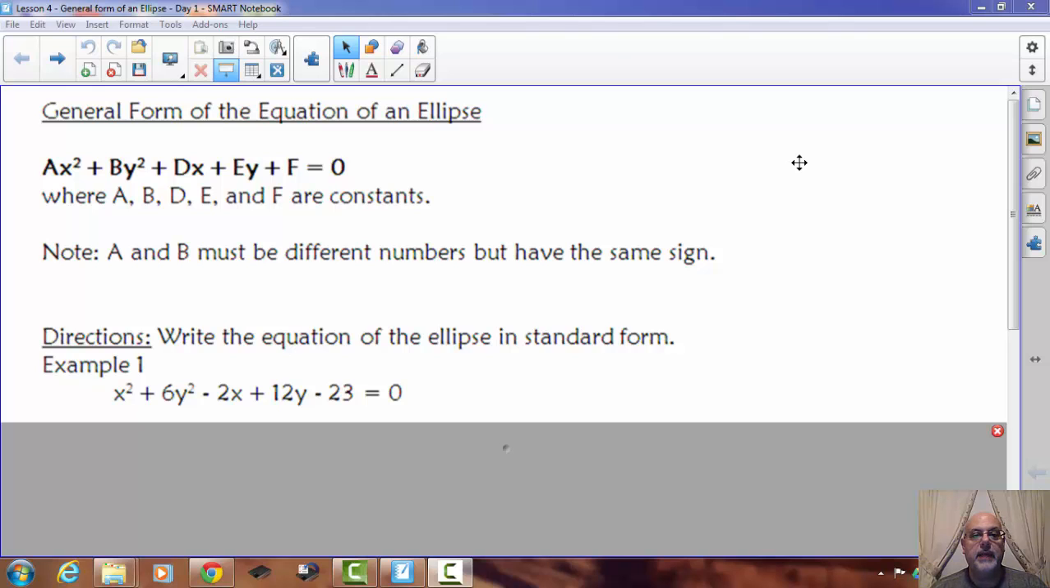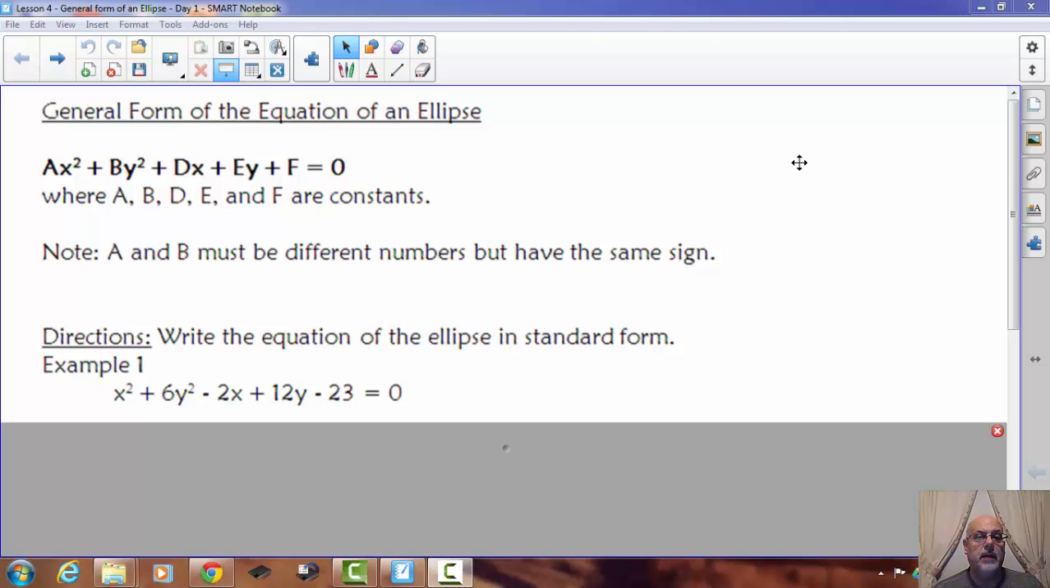Today we're going to be looking at the general form of the equation of an ellipse. So we're going to go from general form to standard form. We did the same thing with the circle. So if you recall, this is just repeated completing the square, but on an ellipse, there's a little nuance at the end.